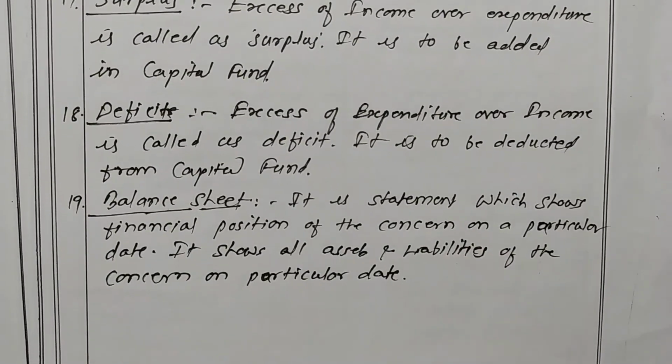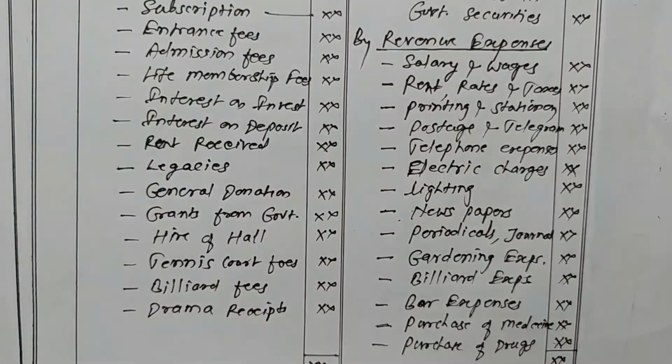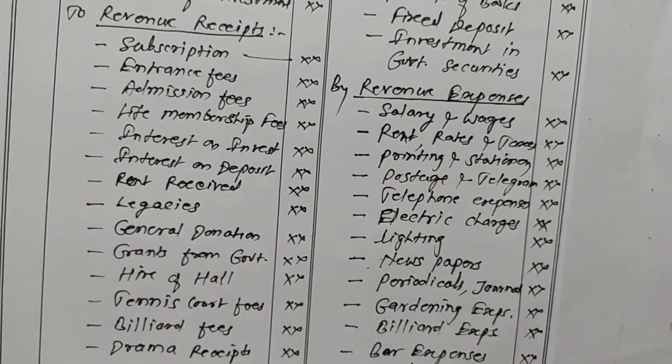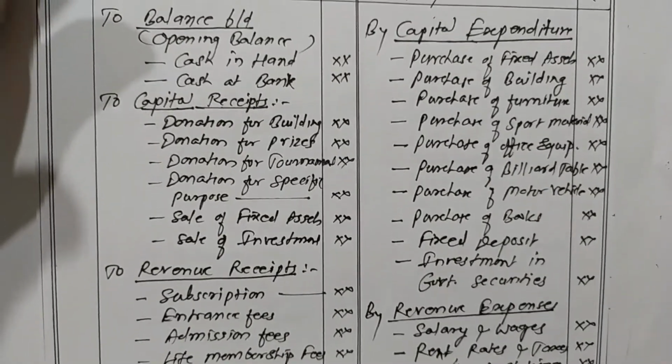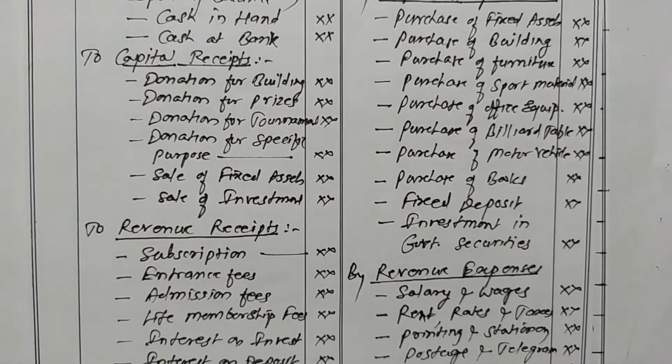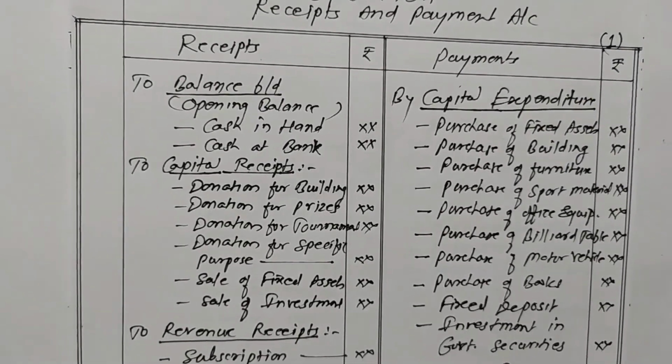Now, balance sheet. What is the balance sheet? It is a statement which shows the financial position of the concern on a particular date. It shows all assets and liabilities of the concern on a particular date. Now, we go to the formats, the specimen of the receipt and payment account, income and expenditure account, and balance sheet.